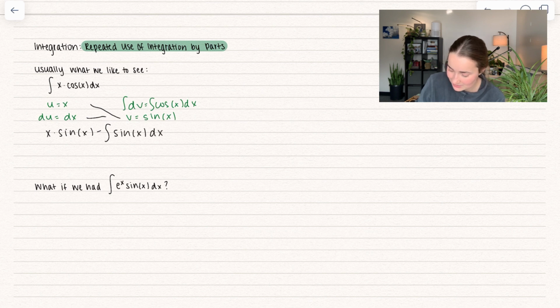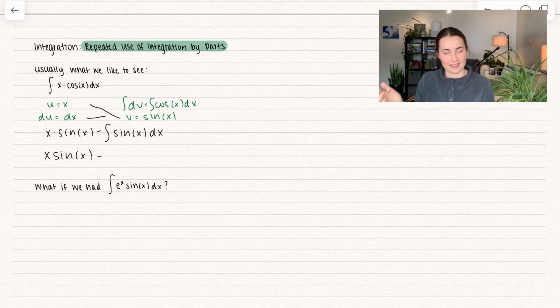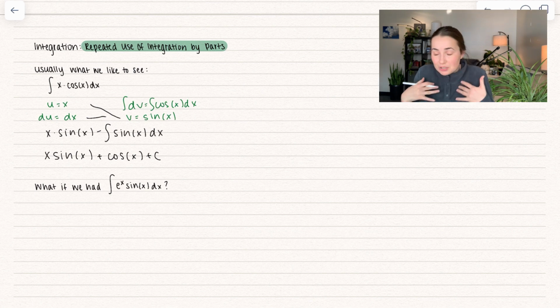And remember, the purpose of integration by parts is to get the integral down to something that we can just easily take the antiderivative of. So the antiderivative of sine is negative cosine of x plus c. So that's what we like to see, personally, I like it.